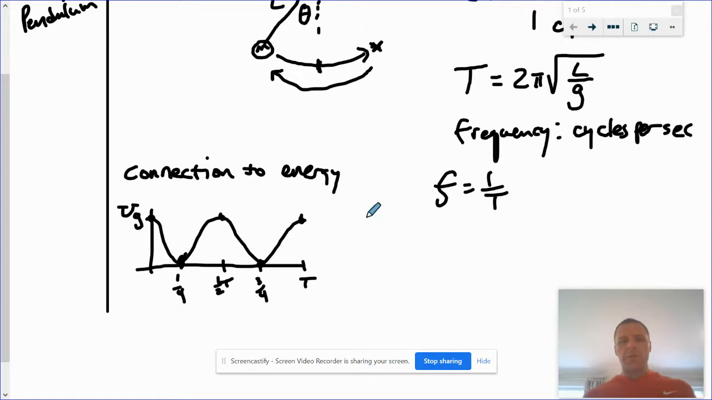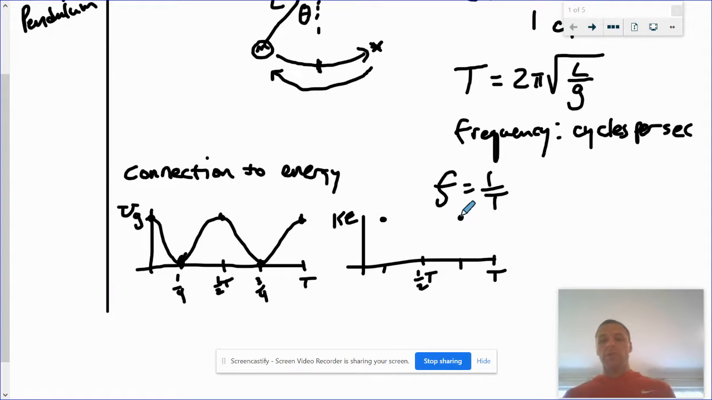If we were to graph the kinetic energy versus the period, if we did those same markings, quarter, half, 3/4, and a full period, the kinetic energy graph would be reversed. You get your maximum kinetic energy 2 times, at a quarter and 3/4, so that would kind of go up and down like this.